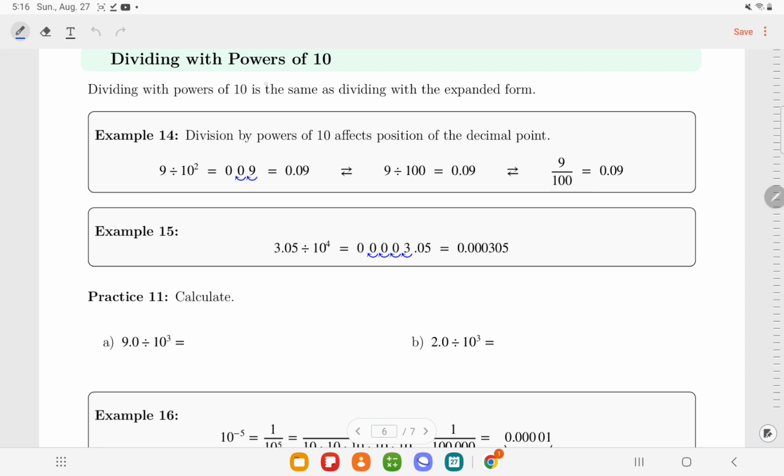Next, we're going to be dividing with powers of 10. So 9 divided by 100. We have to move the point now 2 places to the left. So we end up with 0.09. So here, 9.0 divided by 1000. We have to move this point 3 places to the left. 1, 2, 3. We put our point here, and we have 0.0090. And try the next one.